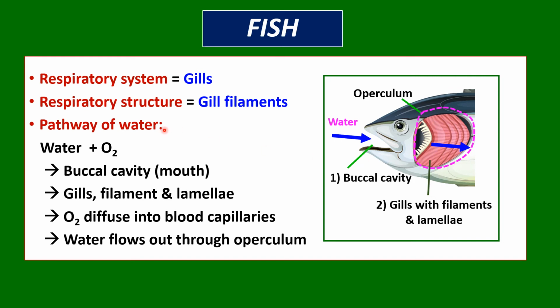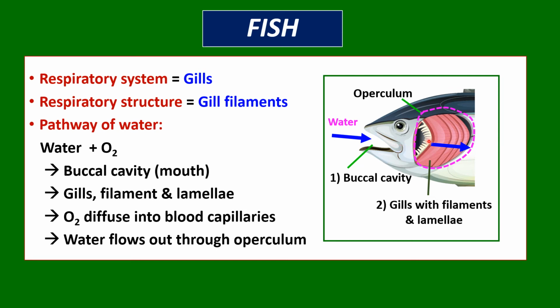Now, what is the pathway of water in the fish? So when the fish opens its mouth and lowers the floor of the buccal cavity, the buccal cavity is actually the mouth area here. So when it lowers the floor of the buccal cavity, the water will go into the fish, and then it will flow through the gills, gill filaments here. The lines here represent the gill filaments, and lamellae, which cannot be seen here, and then it flows out of the operculum, right?